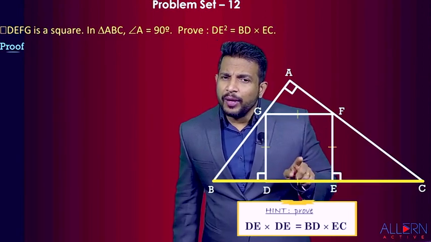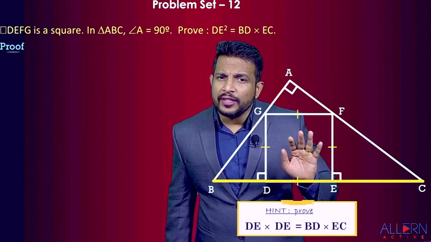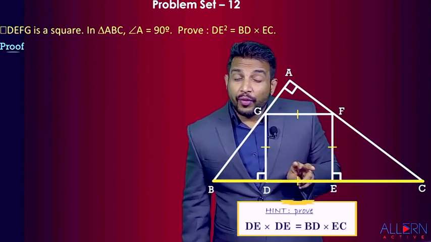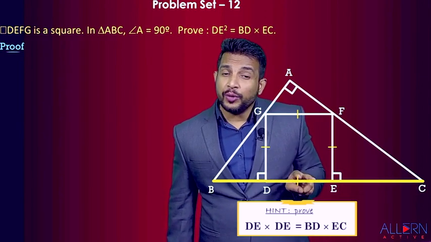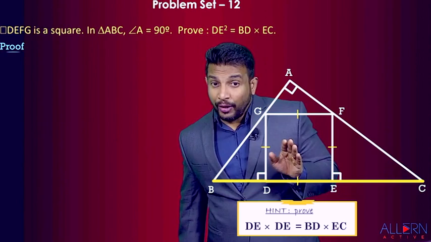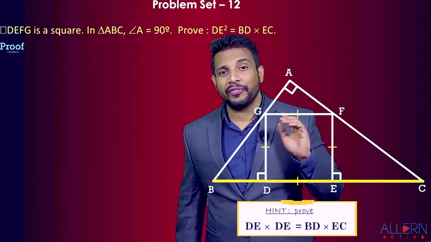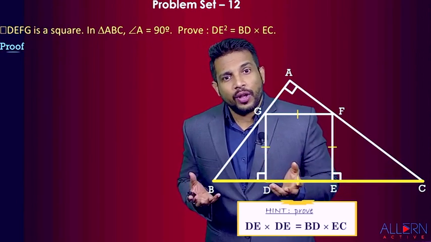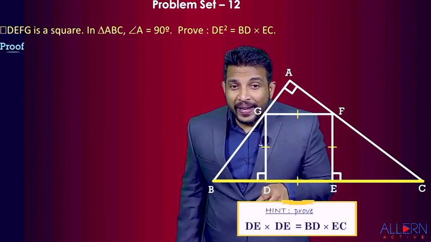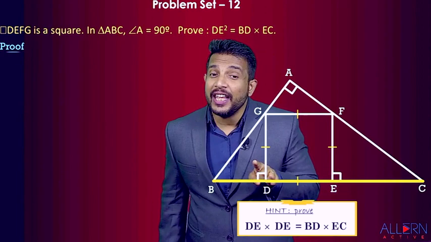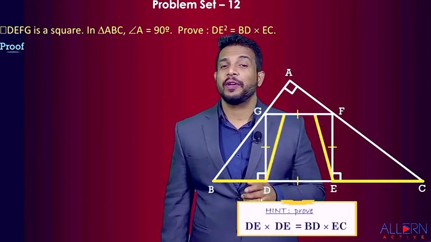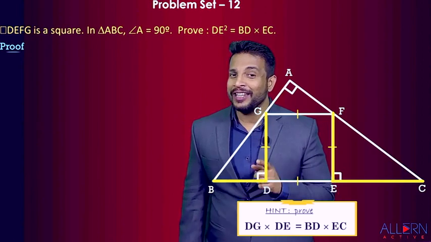But remember, this DE belongs to this quadrilateral, and this quadrilateral is a square. If it is a square, that means all the sides are equal, right? Now we want DE twice. So let's substitute this DE once as DG and once as EF. Can we do that? Yes, because DE is equal to these, because it's a square. So once we are going to replace this DE by GD, and the other time we're going to replace that DE by EF. Let's do that now. That is what you're going to see as the hint there.